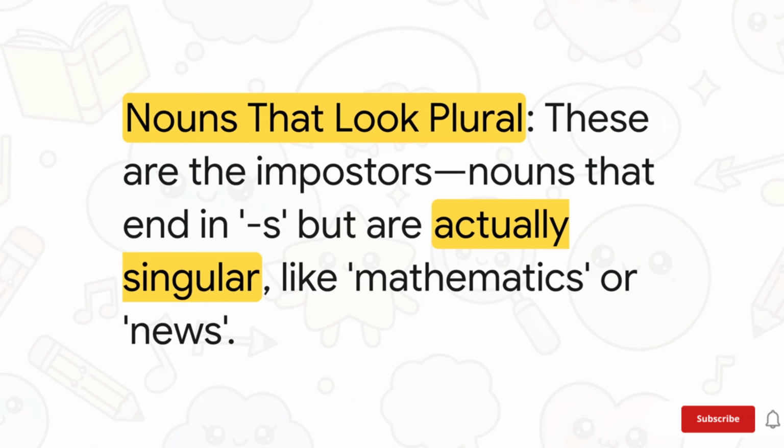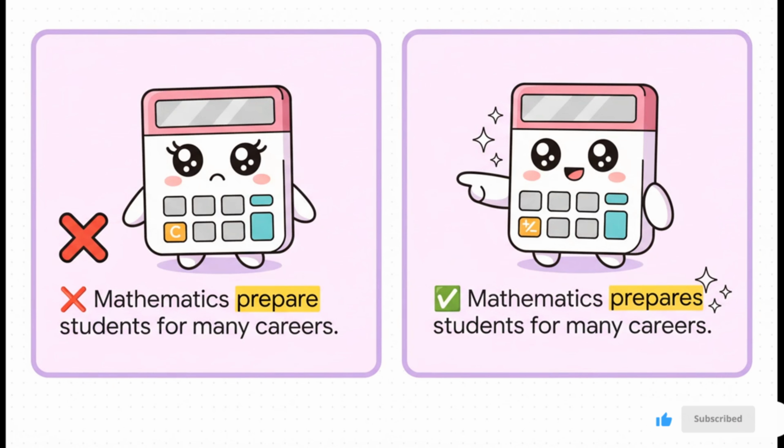And for our final tricky subject, we have a group of imposters. These are nouns that are dressed up to look plural because they end in an S, but they're actually singular. Mathematics is the perfect example. You've also got words like news, physics, or economics. Even though they have that S at the end, they each represent a single field of study or a single concept. So they need a singular verb. It's not mathematics prepare, it's mathematics prepares.